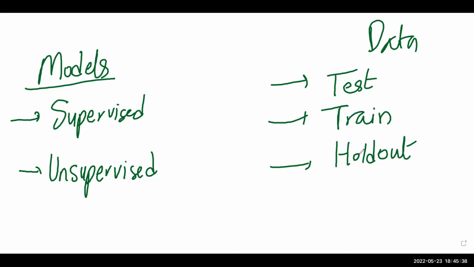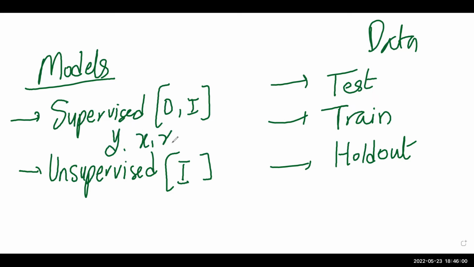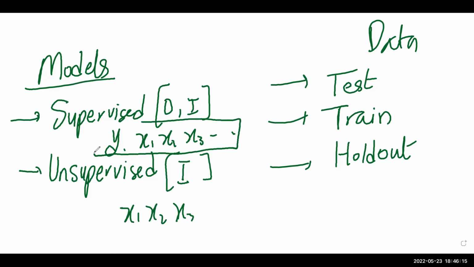Now, let me explain the difference between supervised and unsupervised. In supervised, you have an output variable and input variables. In unsupervised, we don't have an output variable, only input variables. So in supervised models, we have dependent variable y and some independent variables x1, x2, x3, and so on. In unsupervised models, we have only x1, x2, x3, and so on. In this case, SEM PLS is a supervised model, because in SEM PLS we have a dependent variable as well as independent variables.